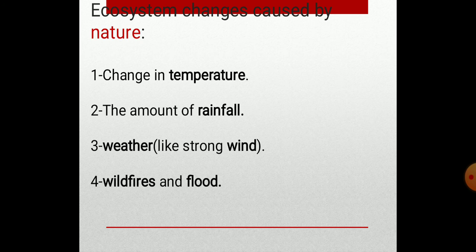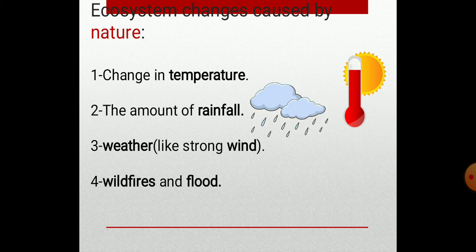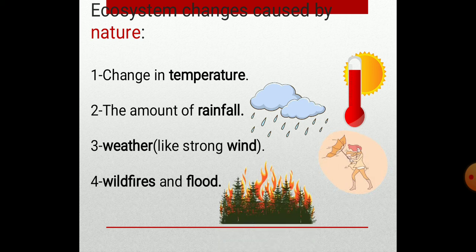Okay, so ecosystem changes are caused by two things. Number one, nature. Number two, humans. So first, nature. Number one, a change in temperature. Number two, the amount of rainfall. Number three, weather, like strong wind, as you see in this picture. And finally, wildfires and floods.